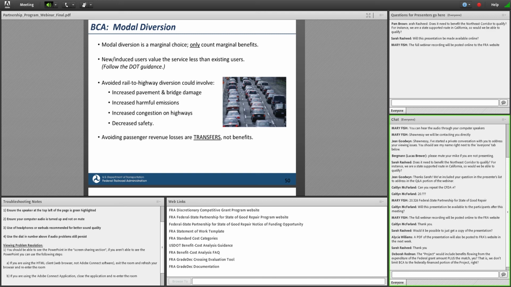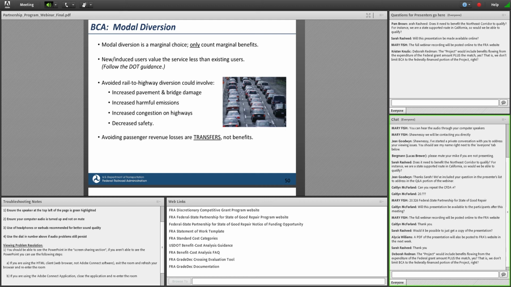Modal diversion is especially important to take a second to mention for passenger rail projects, as a large portion of your benefits will come from getting people off the highways. That's usually the major source of benefits for commuter and intercity passenger rail projects. Again, I would recommend that people follow DOT guidance. New users to your system because of the project are counted at 50%, not 100%.